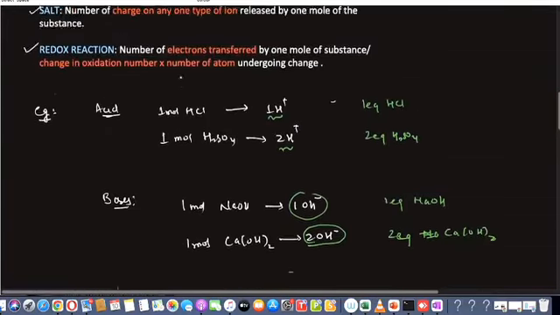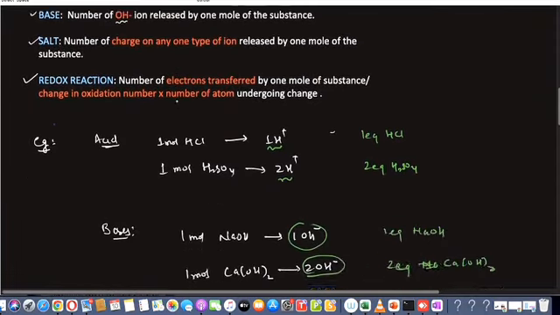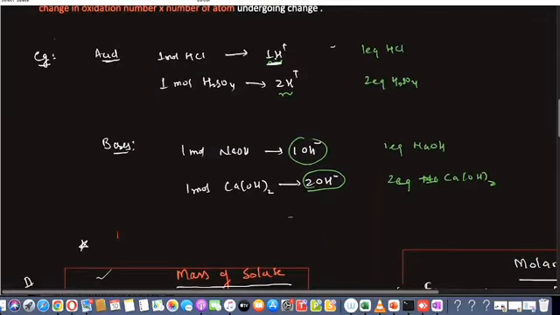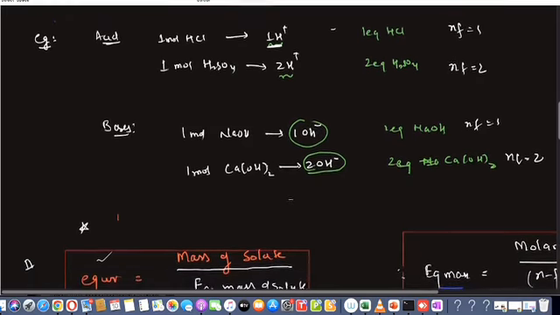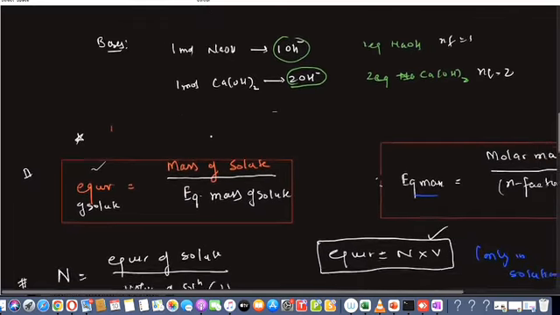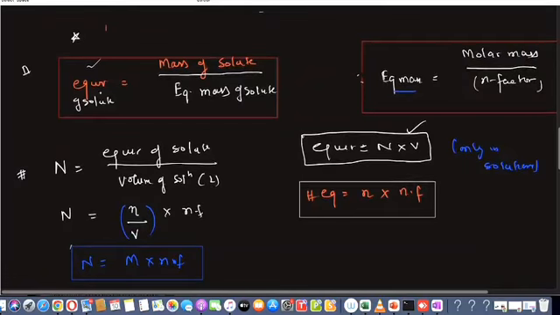In the previous lesson we have seen how to find the n factor, right? And mind it, since there is one H+ over here, the n factor is 1 here, the n factor is 2 over here, depending on the number of species. As I told you, the n factor is the number which tells you about the reacting capacity. So equivalent of solute is the mass of solute divided by the equivalent mass of the solute. Equivalent mass is molar mass divided by the n factor. You know the molar mass very well. You just divide it by the n factor and you get the equivalent mass.